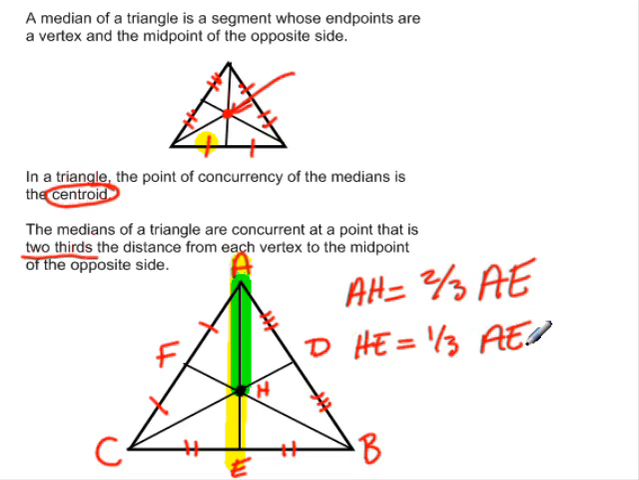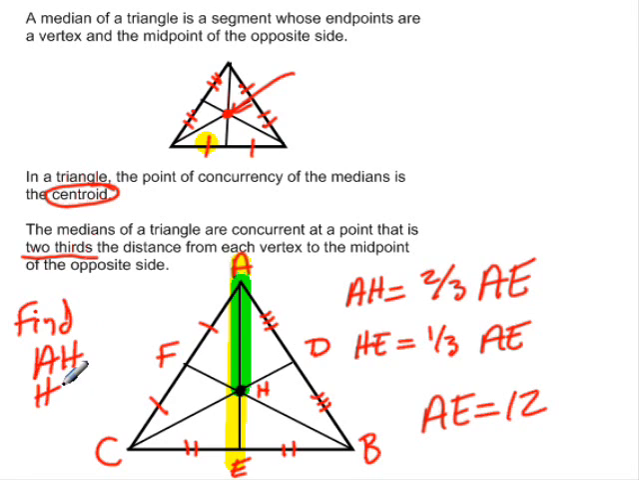So how do we put this in retrospect? What if we're told that AE is equal to 12 units? Find the length of AH and HE. So we're looking at 2/3 of the length. So if AE is 12, the whole thing is 12 units, then AH is going to be 2/3 of that. So 2/3 of 12 is AH.